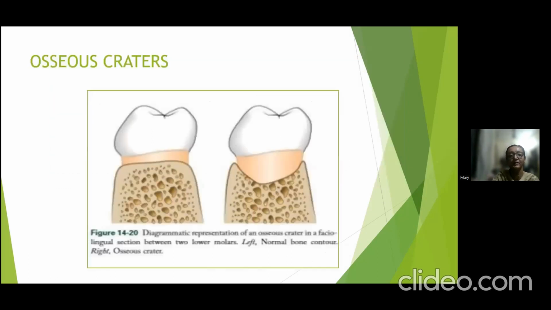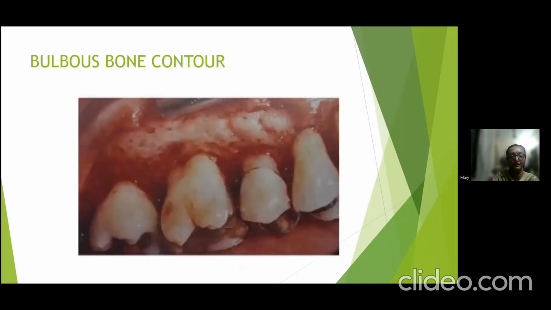Another type of defect commonly encountered during periodontal surgery is the osseous crater. This is a diagrammatic representation where we see the normal bone contour on the left side and the defective bone, the osseous crater, on the right. Another type of defective bone contour commonly encountered during periodontal flap surgery is the bulbous bone contour, which has to be recontoured to simulate the normal anatomy.